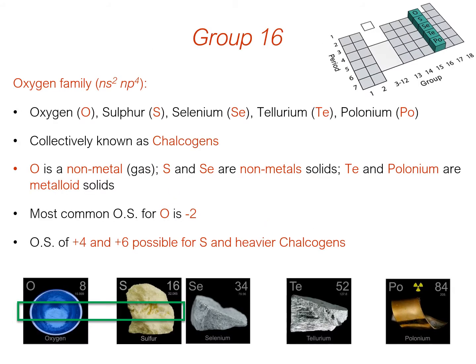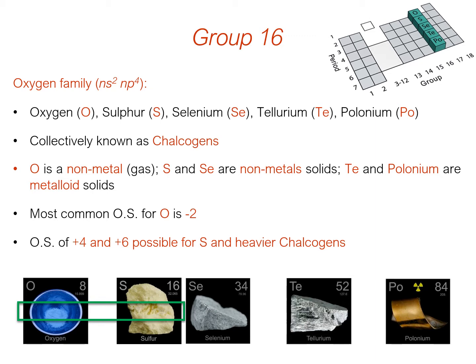So now we're at group 16. We're quite far through the P block towards the right hand side, and it's here. And group 16 is called the oxygen family, or sometimes also the chalcogens, and these consist of oxygen, which is a gaseous non-metal, sulfur and selenium, which are solid non-metals, and tellurium and polonium, which are metalloid solids.